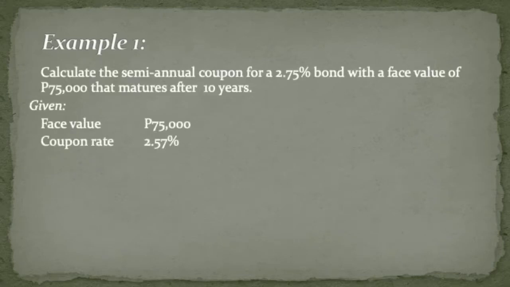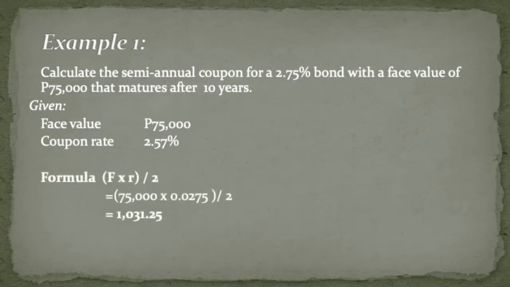To better understand, let us try a sample problem. Calculate the semi-annual coupon for a 2.75% bond with a face value of 75,000 that matures after 10 years. To determine the semi-annual coupon, multiply 75,000 by 2.75% and then divide by 2. And the answer is 1,031.25. This is the amount of coupon that will be paid every 6 months for 10 years.